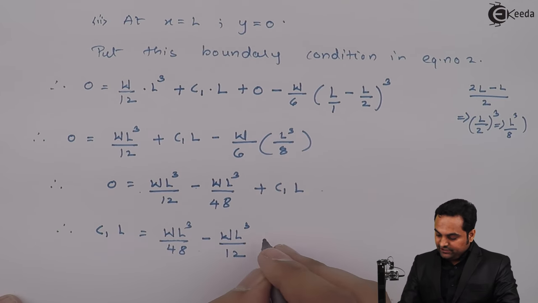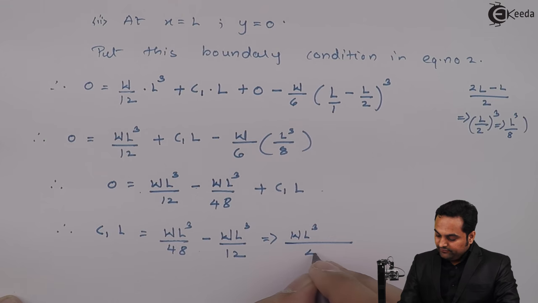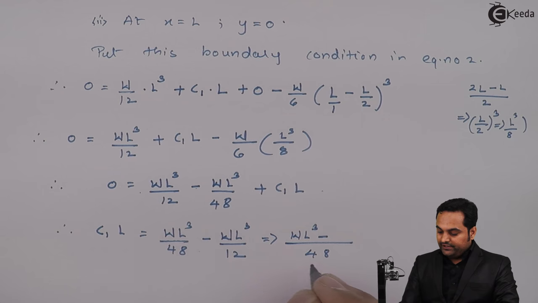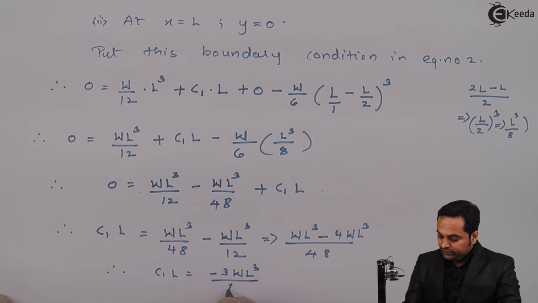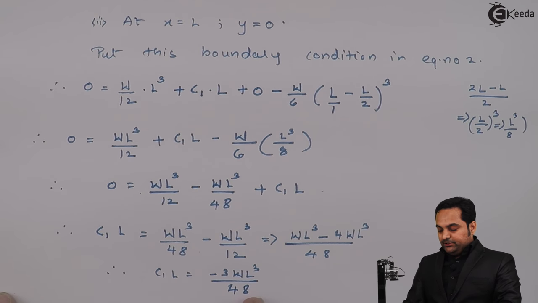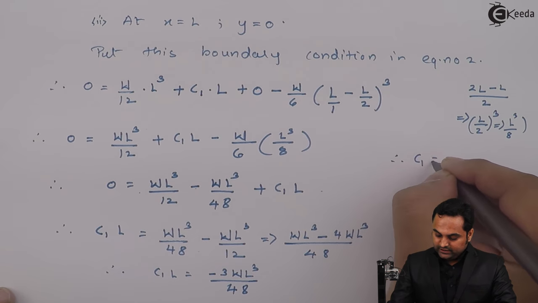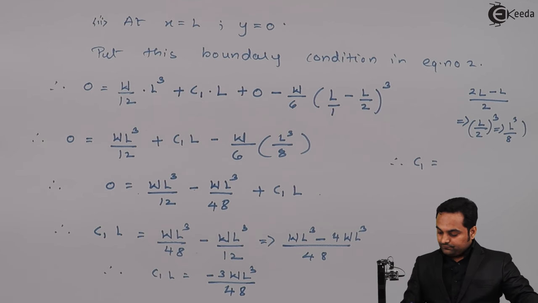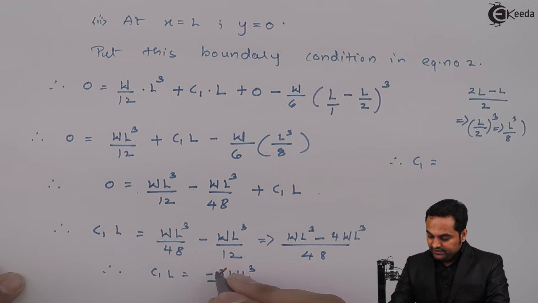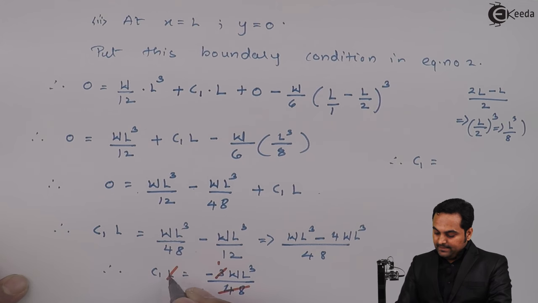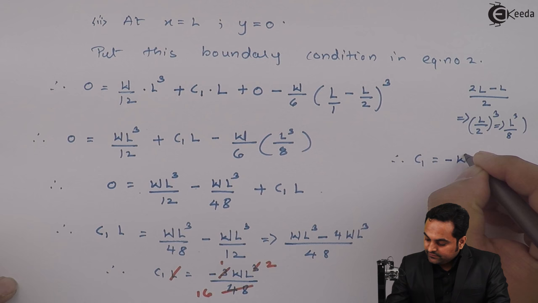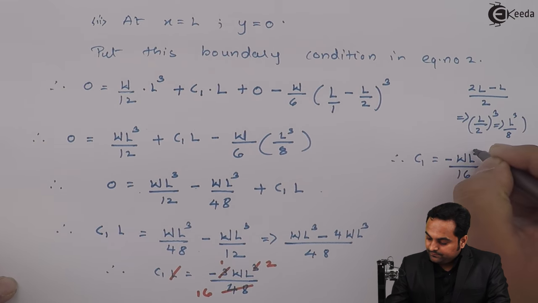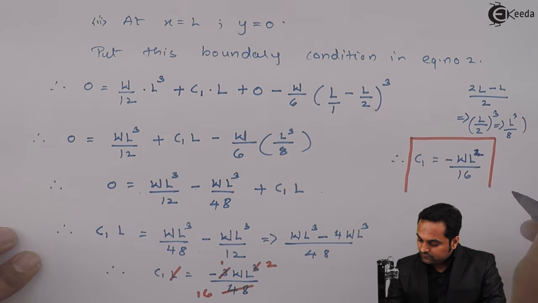So therefore on further simplification, this will be WL cube by 48 minus 12 into 4, that would be multiplied to make it 48, and similarly here we have 4 WL cube in the numerator. So therefore here we are going to get the value of C1 into L as minus 3 WL cube by 48. Next, L is getting multiplied here. If I send it into the denominator, it will divide this term. So therefore C1 value will come out to be the answer which I have. From this, as I can see here, this is 3 and this will be cancelled out, it becomes 16. L and single L cancels here, so here it is L square. So minus WL square by 16. So C1 is minus WL square by 16. Now this is the value of C1.